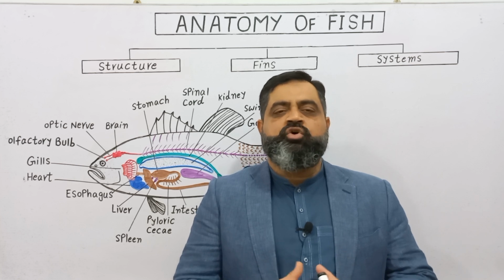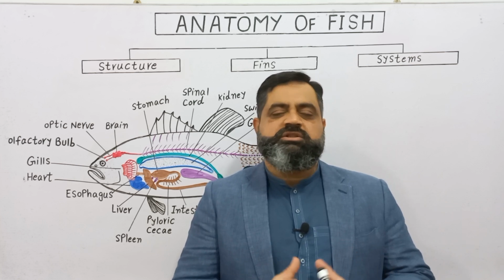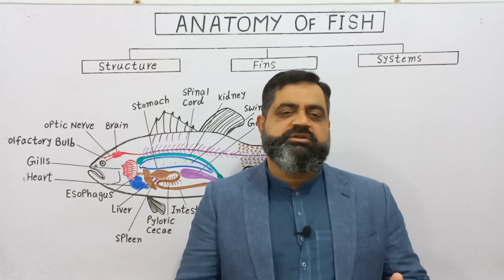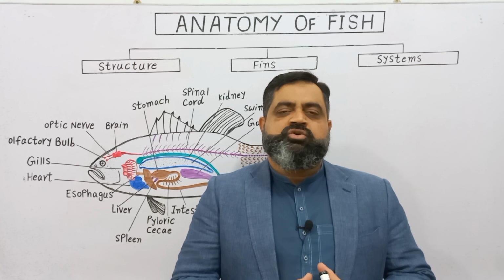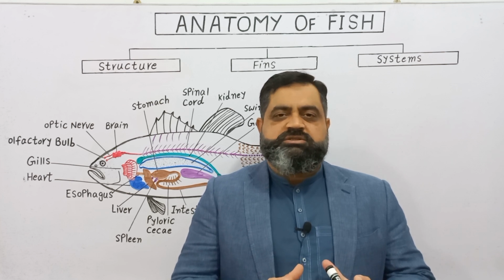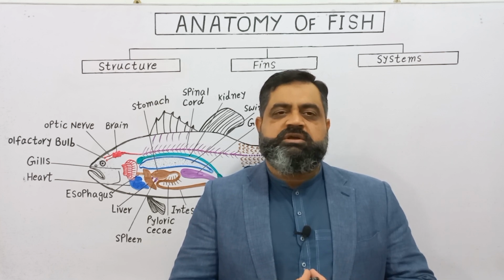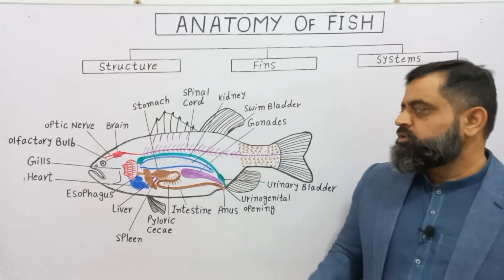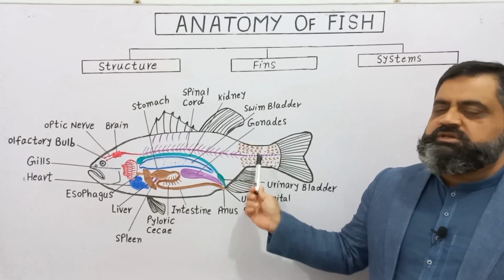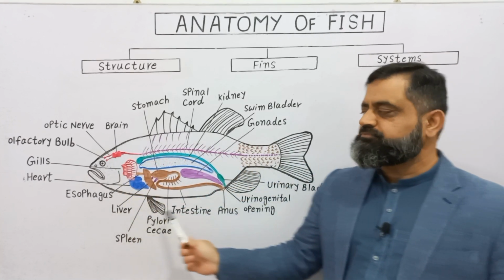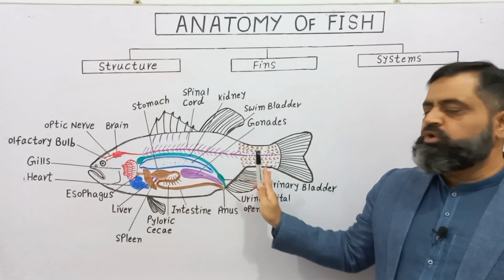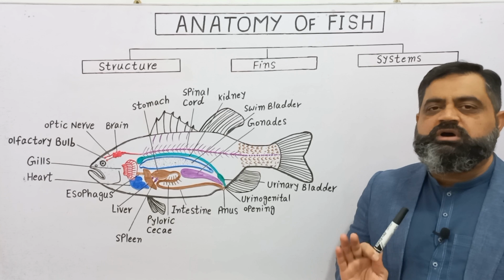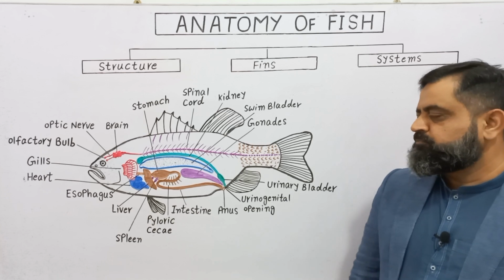They usually have all major systems in their body like the nervous system, reproductive system, digestive system, and circulatory system. So today we are going to discuss all these systems in the anatomy of a fish. If you look at the diagram, this is the structure of a bony fish. This fish includes all the systems of a chordate. So let's start with our nervous system.